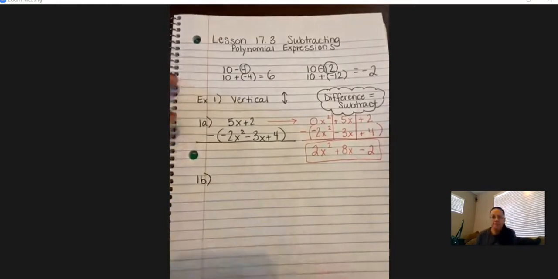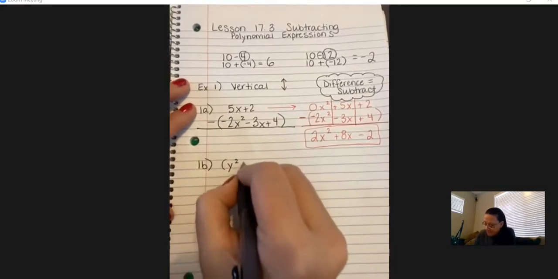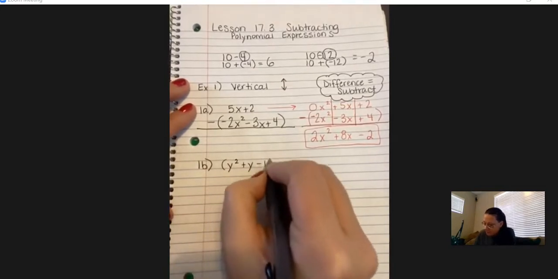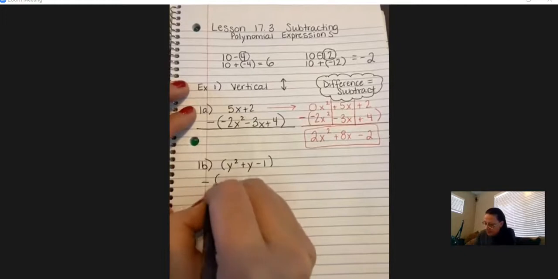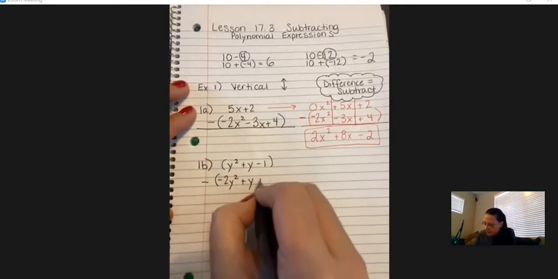This is 1b. y squared plus y minus 1 minus negative 2y squared plus y plus 1.